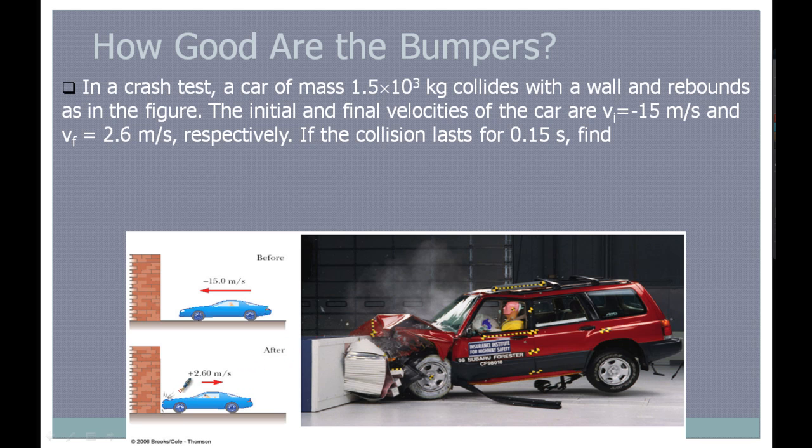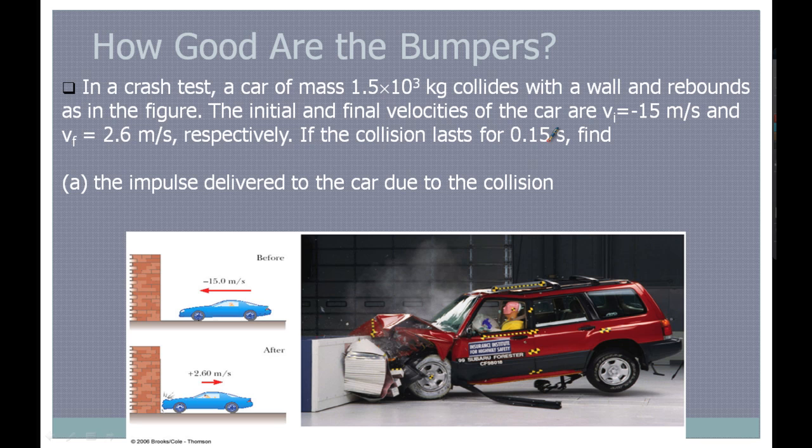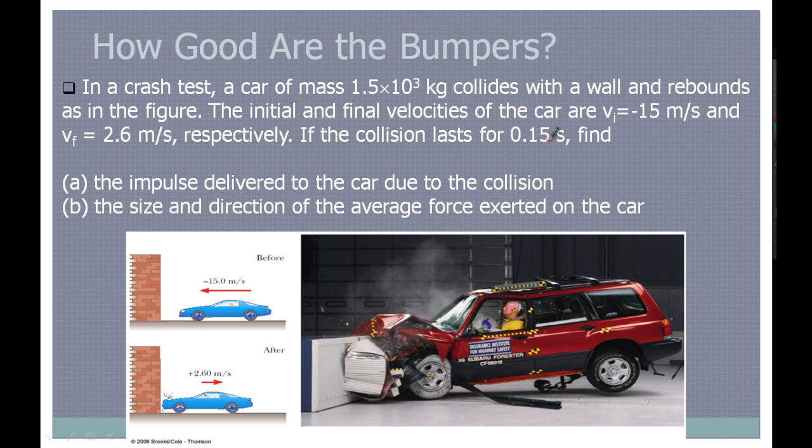So bumpers are used to lengthen that time that you're in contact with that wall, which decreases the force and therefore the impulse. I already said what the initial and final velocities are, and here's how long the collision lasts for, 0.15 seconds. We're going to find the impulse delivered to the car, and we're also going to find the size and direction of the force exerted on the car.